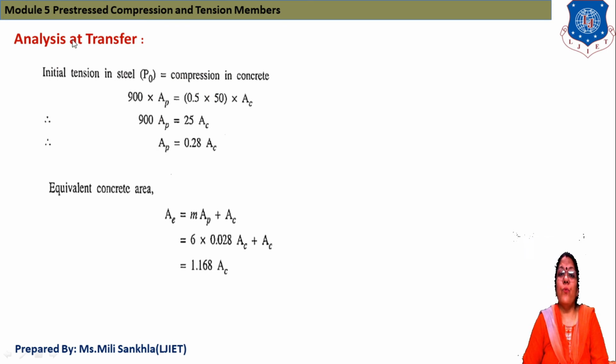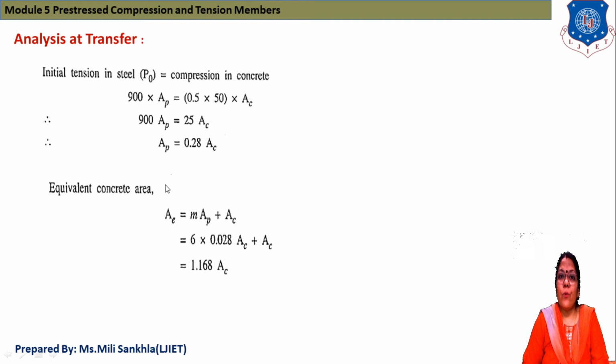Now one by one. First of all we start our analysis at the transfer condition. At transfer condition we equate the initial tension in steel, that is P0, to the compression in concrete. Initial tension is equal to stress into area, and compression in concrete is equal to stress in concrete into area of concrete. Stress in concrete is equal to 0.5 into 50 into AC, that is equal to 900 AP. Okay, here 25 AC. From the relation between prestressing steel and area of concrete we get AP equal to 0.28 AC.